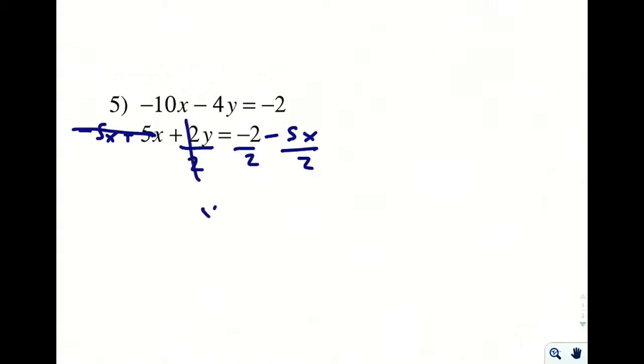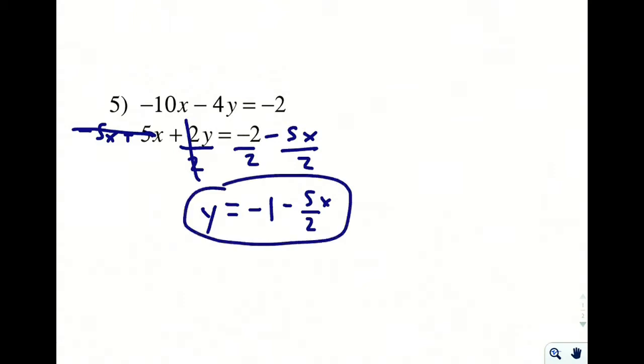2's cancel, leaving me with y on this side. Here I have a negative 2 divided by 2, so that's going to leave me with negative 1. And then this last term doesn't reduce nicely. I have 5x over 2, or 5/2 x. So now I have y alone, and that will be useful for plugging into my other equation.